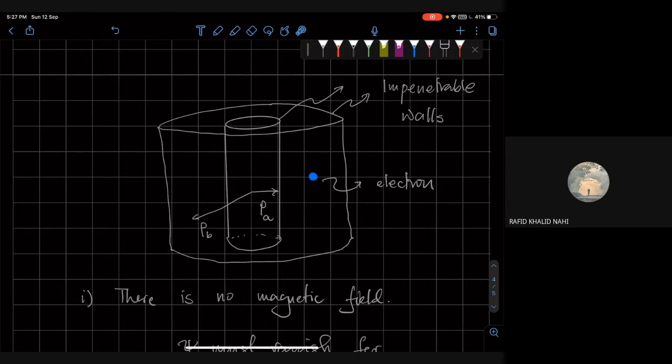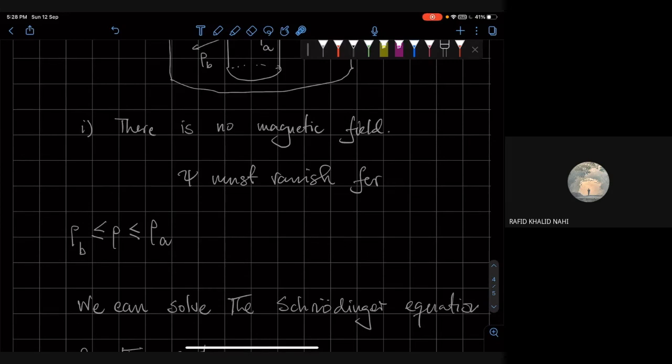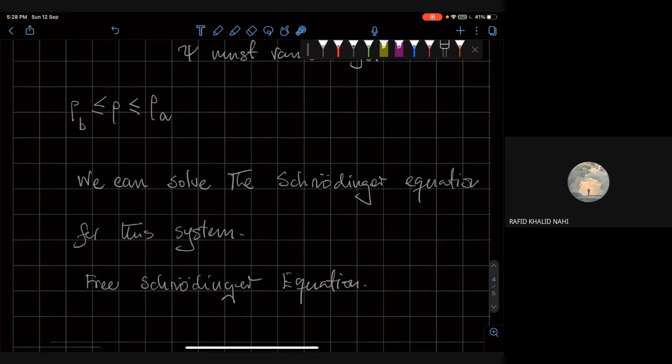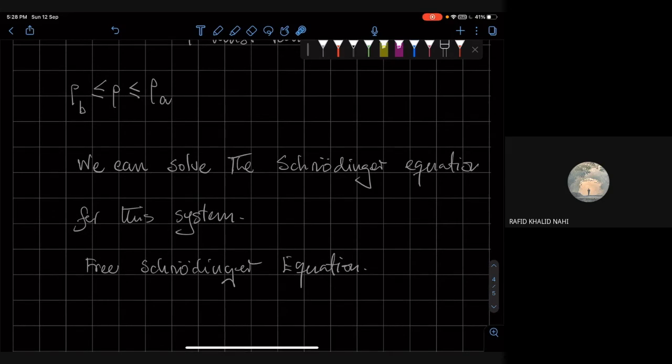Because we still don't have any electromagnetic fields here, so there's no potential. So, there is no potential. There's no electromagnetic field. So the only thing that is different from a free particle is that it cannot escape from this region. It cannot go out or go in. And that is taken care of by this boundary condition that psi must vanish for rho less than rho A and greater than rho B. But apart from that, the equation is the free Schrodinger equation.